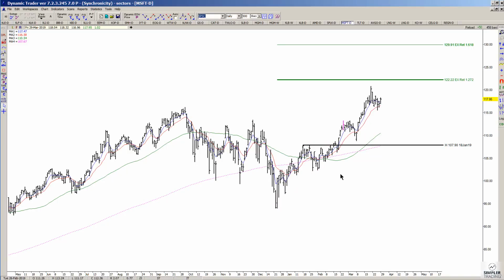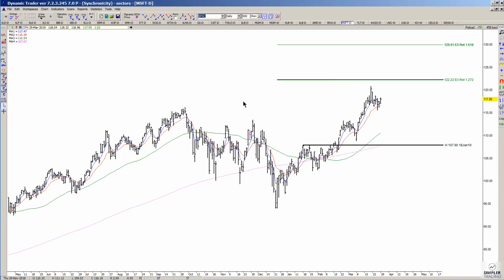But what ended up happening is we did not quite pull back into that area of support I was interested in. But as an alternate, we knew that if we cleared the time and price resistance that we put in here, that we were more likely to resume the rally in earnest in Microsoft and head towards the target up at 122.22. We're not quite there yet.